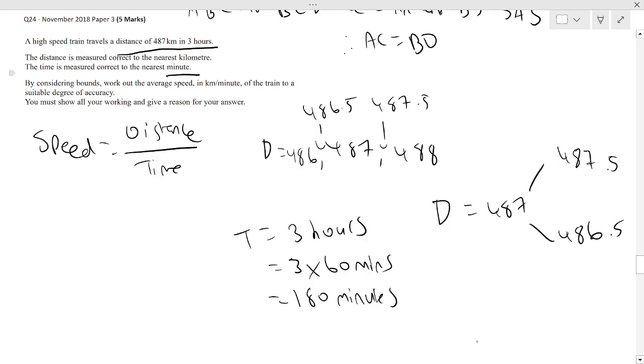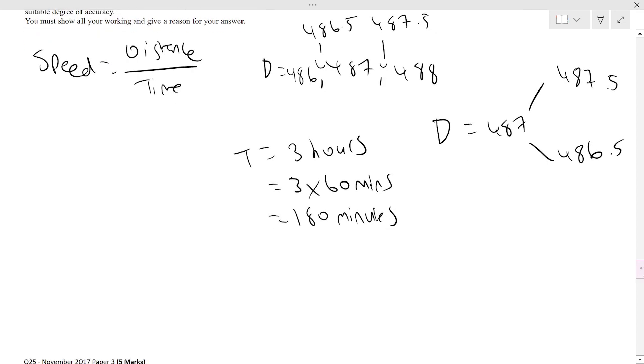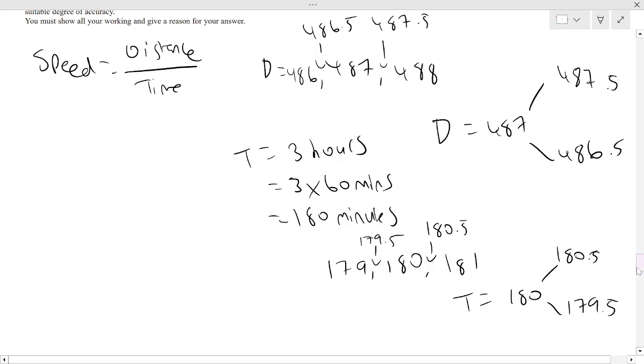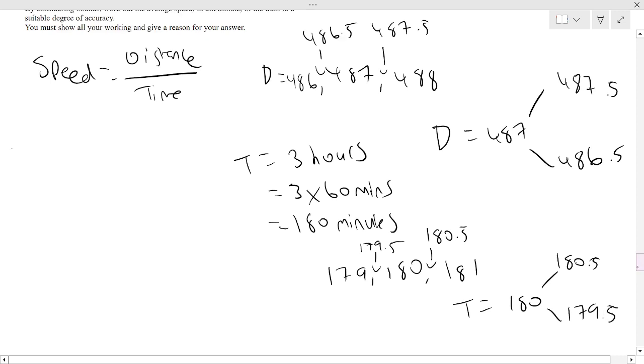Okay, but now we need to round that, as the time is given to the nearest minute. So to work out the bounds, what is the nearest minute? 180 will then be 181, and then the next minute before that is 179. So you consider the nearest minute either way, right? And then again, the bound in the middle is going to be 180.5, and that's going to be 179.5. So for the time of 180 minutes, the upper bound is going to be 180.5, and the lower bound is 179.5.